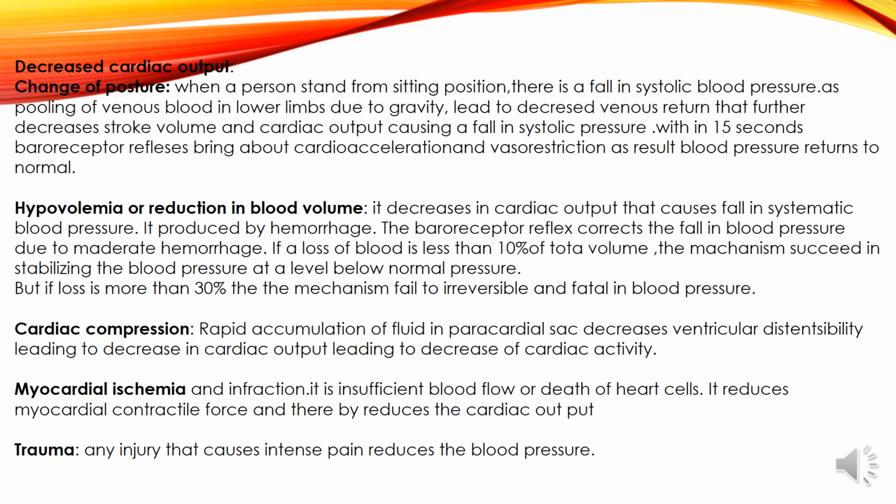Hypovolemia, or reduction in blood volume, decreases the cardiac output. That causes a fall in systemic blood pressure, produced by hemorrhage, and baroreceptor reflexes correct the fall in blood pressure due to moderate hemorrhage. If the loss of blood is less than 10% of total volume, the mechanism succeeds in stabilizing the blood pressure at a level below normal pressure. But if the loss is more than 30%, the mechanism fails, leading to an irreversible and fatal fall in blood pressure.